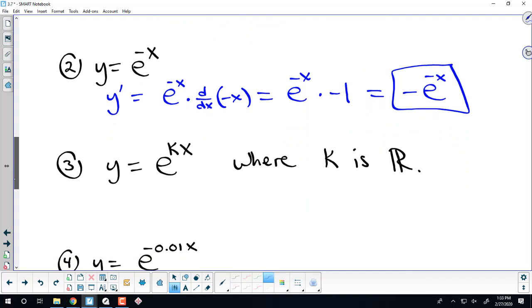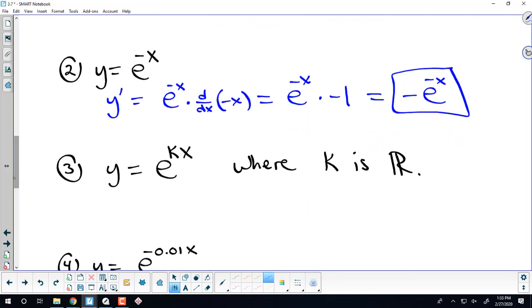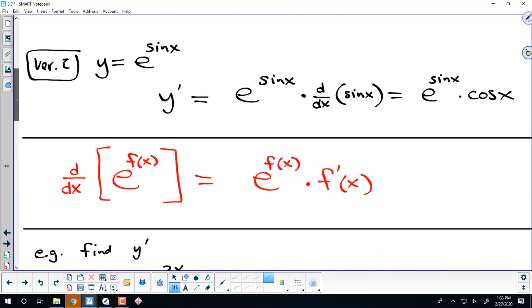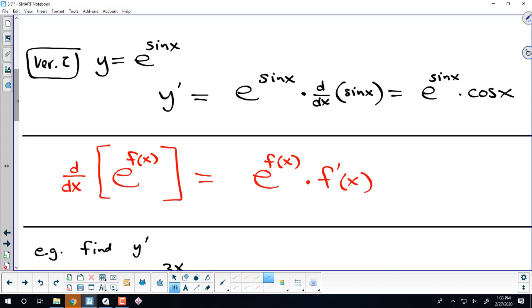So we have this rule that shows up in 3.7 that says if y is e to the kx power, where k is any real number, then the derivative of that's going to be what? It's just k times e to the kx. But again, that's solely based upon the chain rule, what we wrote down here in red.